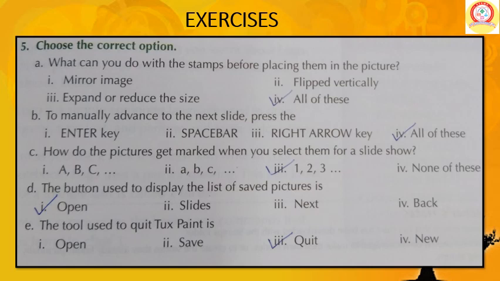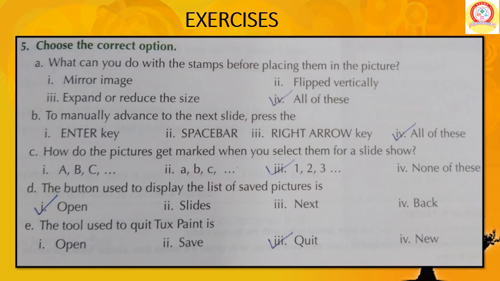Question 5. Choose the correct option. A. What can you do with the stamps before placing them in the picture? 1, mirror image; 2, flipped vertically; 3, expand or reduce the size; or 4, all of these. So we will take the fourth, all of these. B. To manually advance to the next slide, press the 1, enter key; 2, spacebar key; 3, right arrow key; 4, all of these. So it's the fourth, all of these. Okay, put a tick mark on the fourth option.